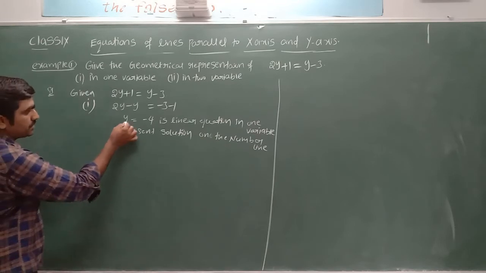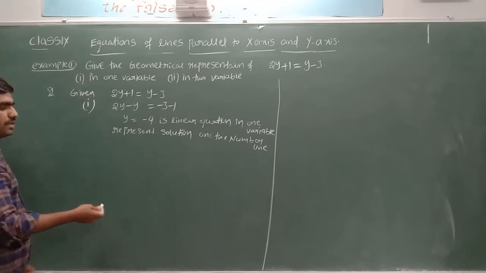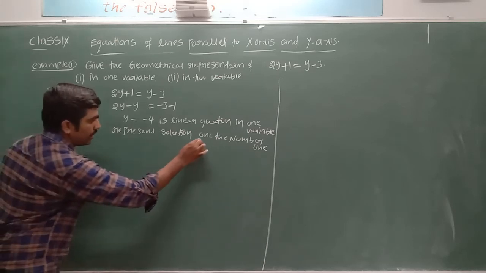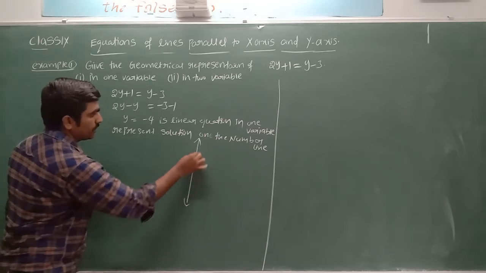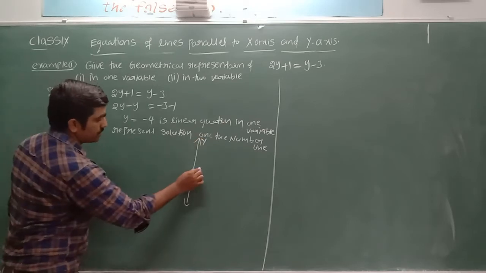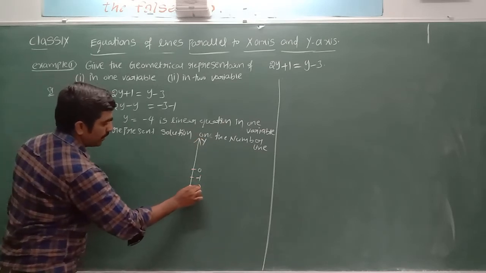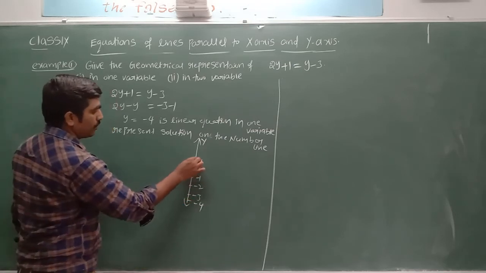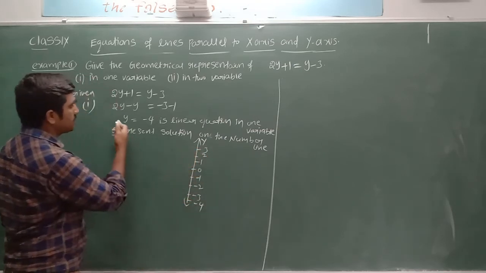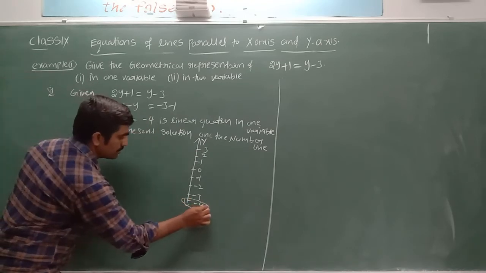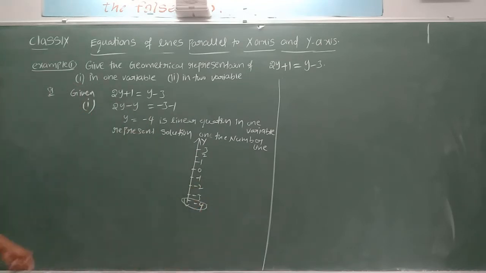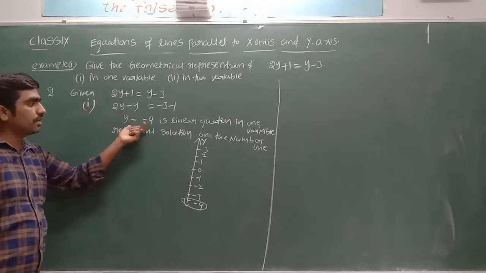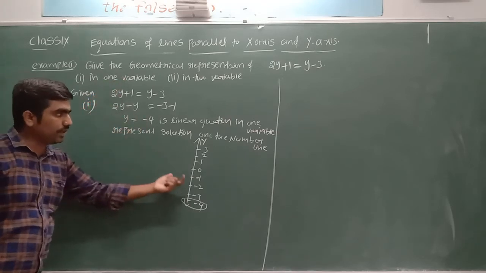See, how can I represent y is equal to minus 4 on the number line? The number line may be horizontal or vertical also. Let me take one vertical number line. Let me take y. Here 0, minus 1, minus 2, minus 3, minus 4, and here 1, 2, 3. Where can we see minus 4? Here I can see the minus 4.